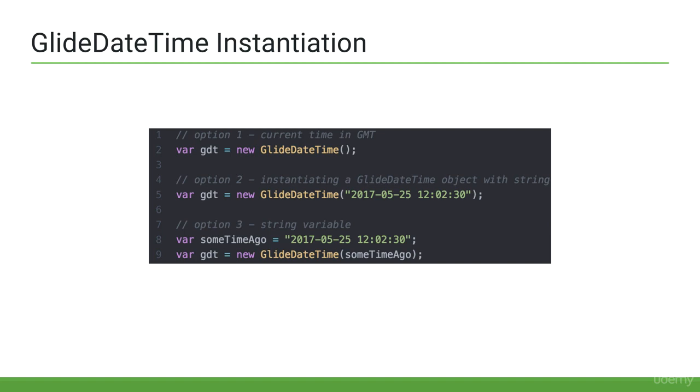Finally, the third option shows a variable with that string already assigned to it, and then we're just simply passing in that variable as an argument. So lines 5 and 9, the GlideDateTime objects are essentially identical. There's just a different method of passing in that string value.